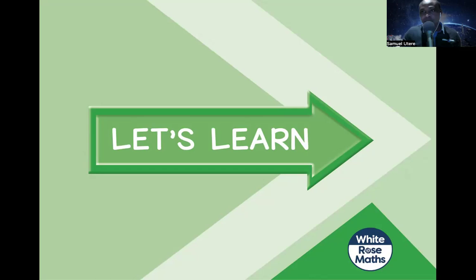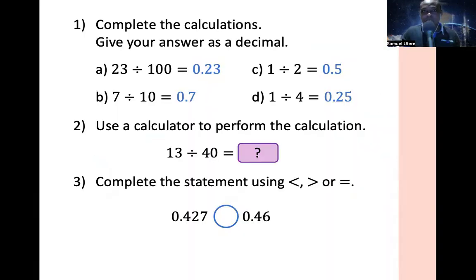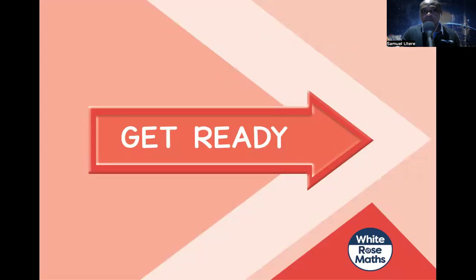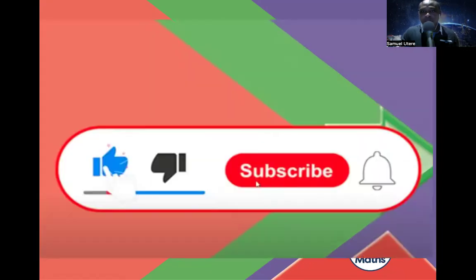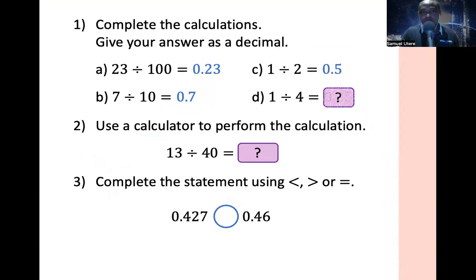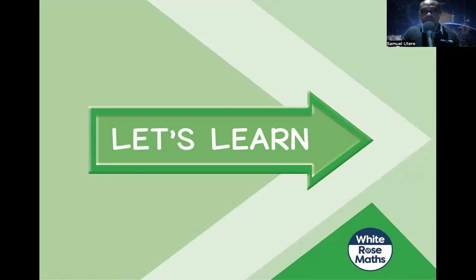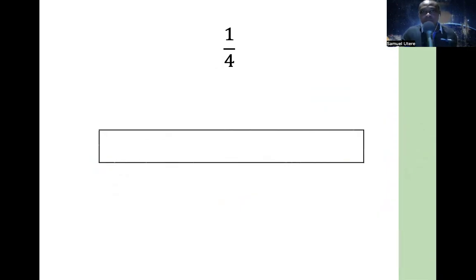Let's do some new learning. Remember, our title for this lesson is You Should Be Able to Understand Fractions as Division. If we have a quarter, how do we express this as a bar model? Well, you would say that's easy, I understand the previous lesson. A quarter means you have to split the bar into 4 equal parts, of which one is shaded.